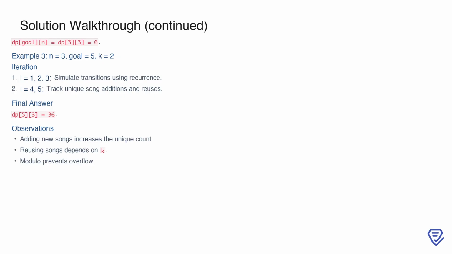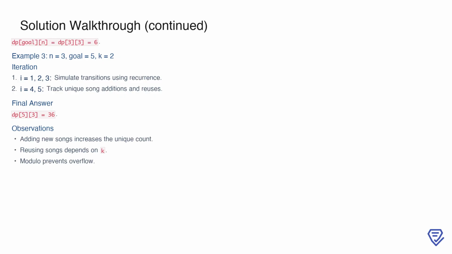Now, let's consider a slightly more complex case where n equals 3, goal equals 5, and k equals 2. Here, we simulate transitions across i values from 1 to 5, ensuring that we carefully track the addition of new songs and the reuse of existing ones. For i equals 4 and 5, the recurrence relation helps us dynamically calculate the counts while respecting the constraints on reusing songs within the last k slots. The final result for this configuration is dp[5][3], which equals 36.